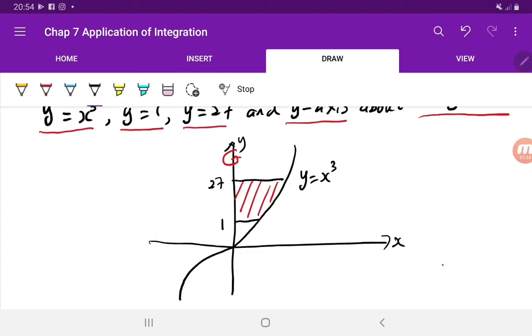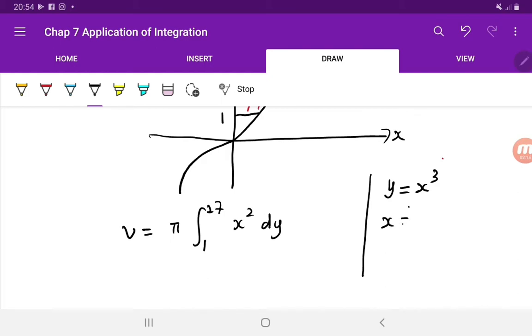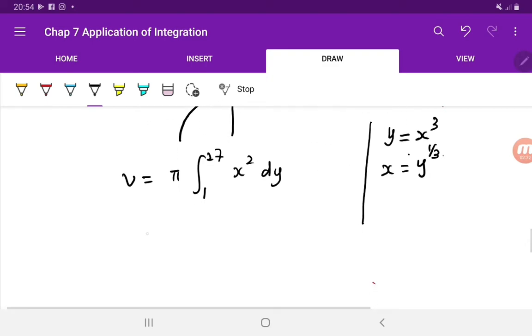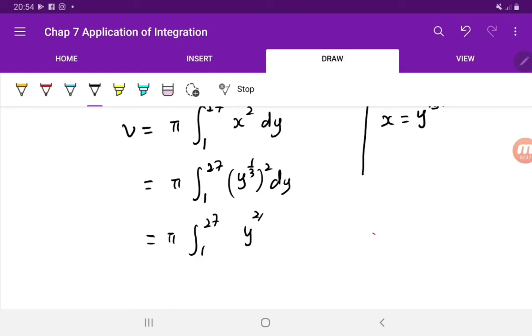So we apply the formula. V equals pi integral from 1 to 27 of x squared dy. Now my expression is y equals x cubed, so you must express x in terms of y. So your x equals y power 1 over 3. Now you can substitute inside. It will become pi integral from 1 to 27 of y power 1 over 3, squared, dy. So pi integral from 1 to 27 of y power 2 over 3 dy.